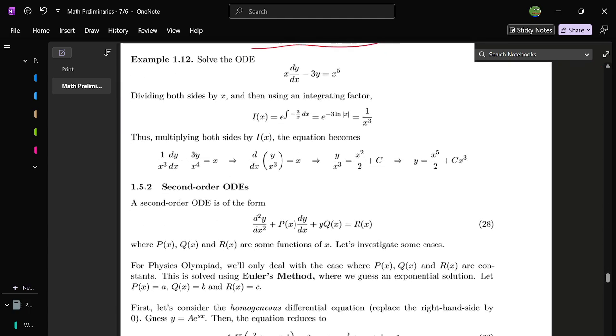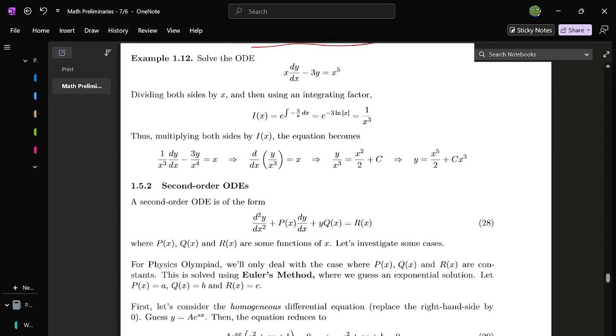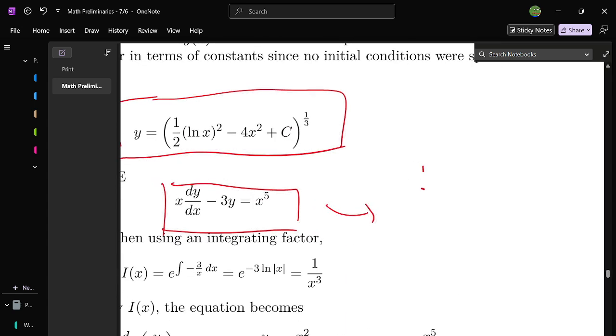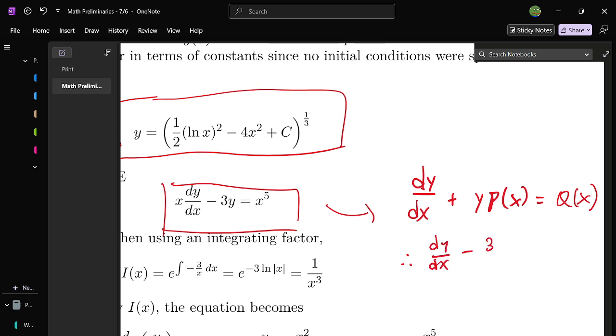So moving on to more legit examples. So we have this ODE here. The easiest way to do this is convert it to the form as mentioned above. We always want to convert the ODE to this form before we start doing anything, which means we should divide everything by x, which means we have this.